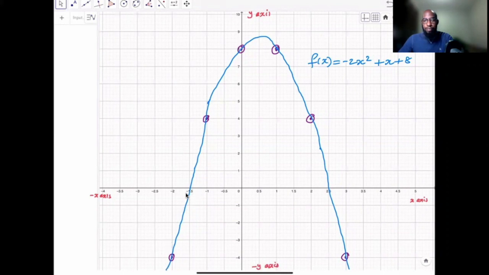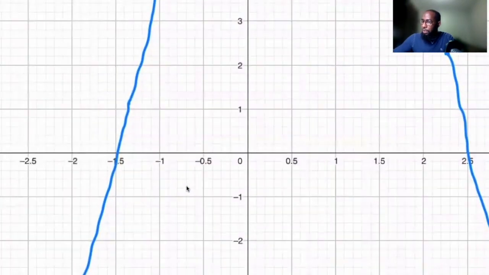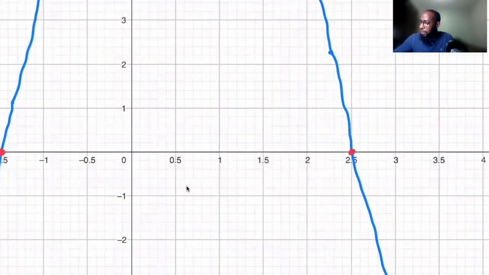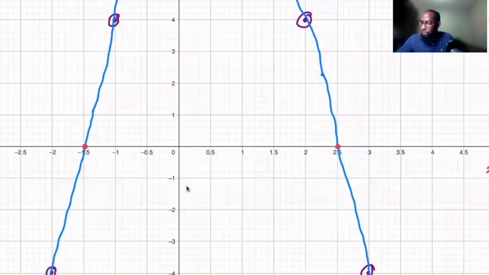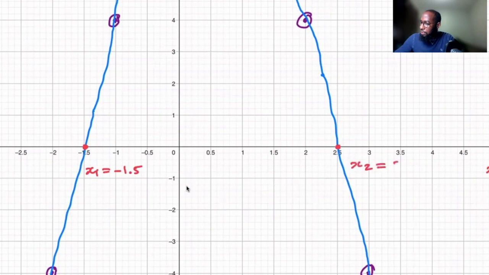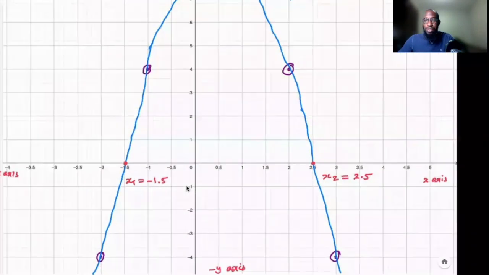when this curve cuts the x-axis. When the curve cuts the x-axis, f of x is equal to 0. And remember I said y is equal to 0. So the curve cuts the x-axis here, and also right here. So my x1 is equal to negative 1.5 and my x2 is equal to 2.5. So that's my answer.